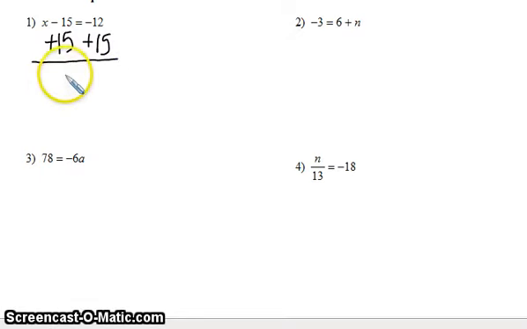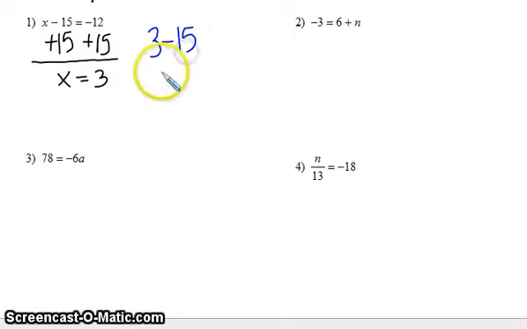I get x over here equals, and then negative 12 plus 15 should be 3. Don't forget, you need to check your answers. So over here I'm going to plug 3 back in for x, so it's 3 minus 15, which when I type into my calculator I do get negative 12, which is what the problem had said it should equal.